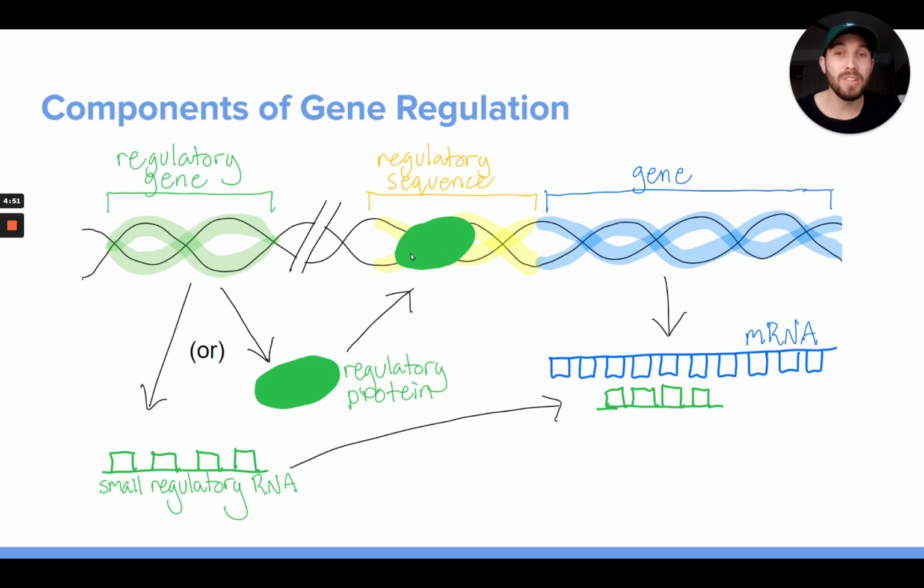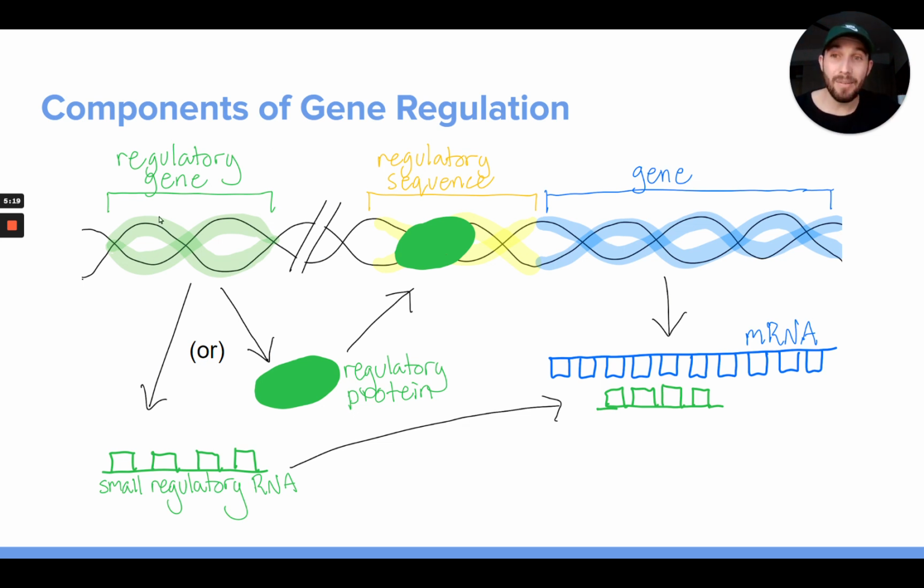And when those regulatory proteins bind to these regulatory sequences in your DNA, they will cause the expression or the transcription of your genes to either increase or decrease. So there's some regulatory proteins that bind to sequences in your DNA that cause certain genes to start being transcribed more. And there's some regulatory proteins that bind to sequences in your DNA and they cause certain genes to be transcribed less. And we'll talk about those two different types in a second.